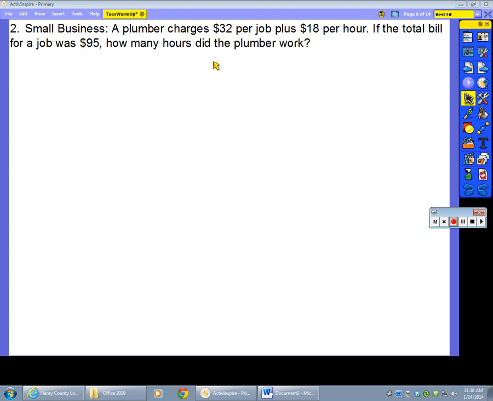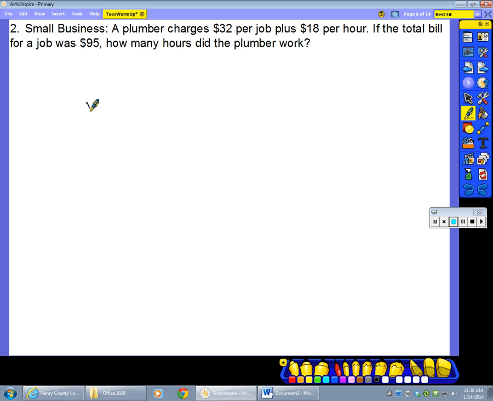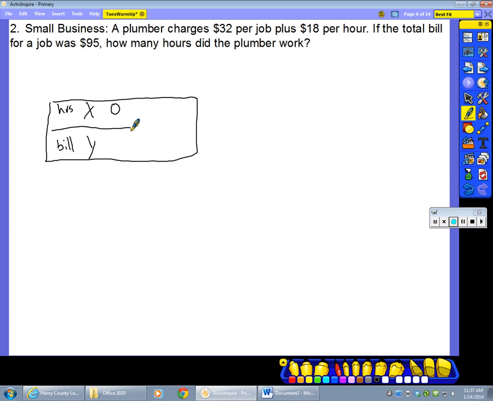Small business. A plumber charges $32 per job plus $18 per hour. If the total bill for a job was $95, how many hours did the plumber work? Okay, so I'm going to create an if-then table. In this case, we have hours and then the bill for the job. And so if he works 0 hours, the bill for the job is going to be $32.